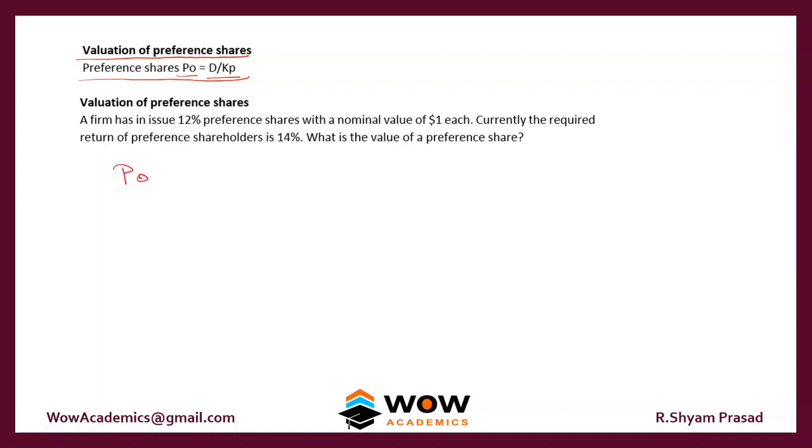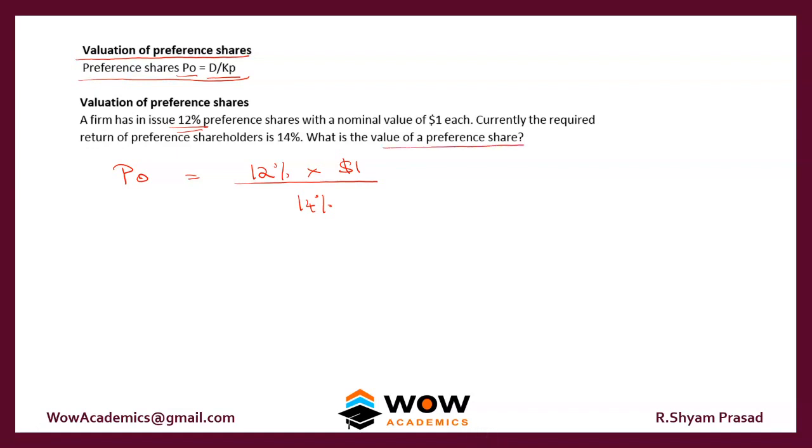So the P0 is equal to... A firm has a 12% preference share with a nominal value of $1. So 12% is the dividend rate and the value on which it is declared is 1. Currently the required rate is 14%. What is the value of the preference share?